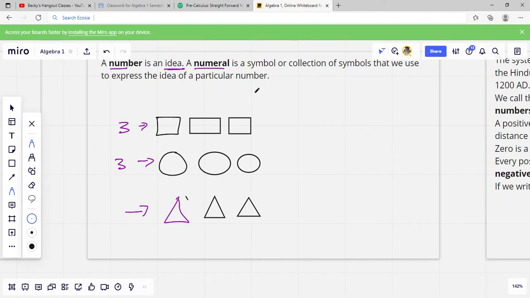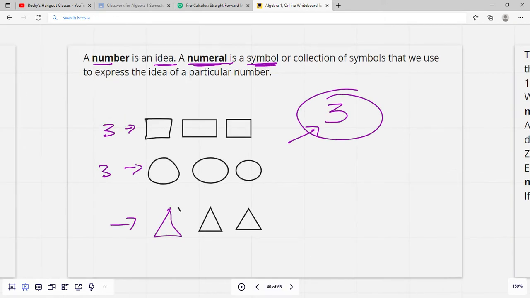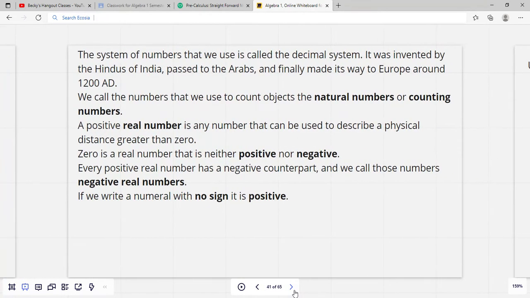The numeral or symbol that we use to represent that is 3. Okay, so the symbol that we use to represent the idea is called a numeral. The number is what it means.